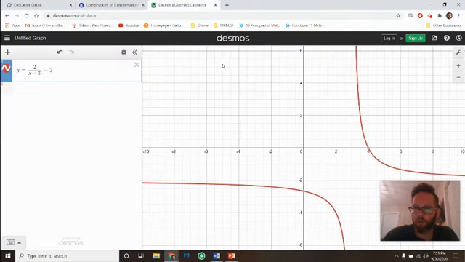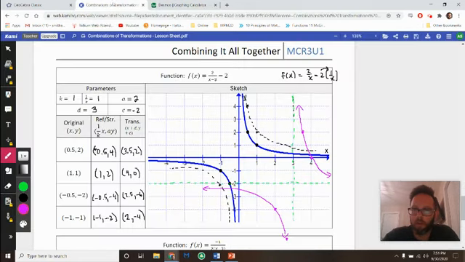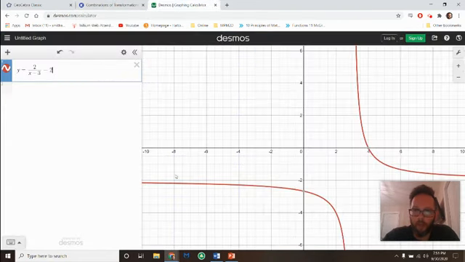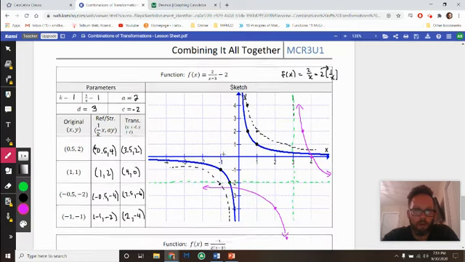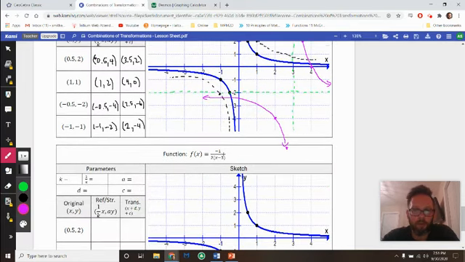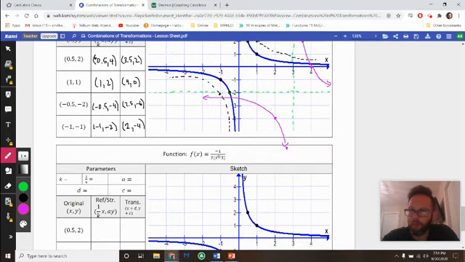So how did we do? Comparing ours with theirs, it's looking pretty good. Asymptote at 2, asymptote at 3. Yep, seems pretty solid. And if I were you guys, I'd be checking everything with Desmos, especially if it's being submitted for marks. All right, can you guys try this last one?